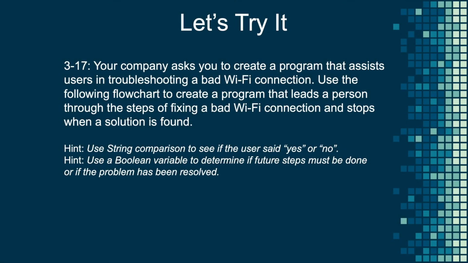So now that we understand that, let's give this problem a shot. It says your company asks you to create a program that assists the user in troubleshooting a bad Wi-Fi connection. Use the following flowchart to create a program that leads a person through the steps of fixing a bad Wi-Fi connection and stops when a solution is found. Here are a couple of hints. We're going to use string comparison to see if the user said yes or no. And we're going to use a Boolean variable, which we'll talk about more in a little bit, to determine if the future steps must be done or if the problem has been resolved.